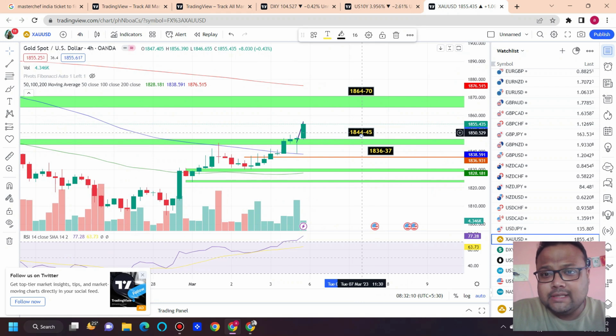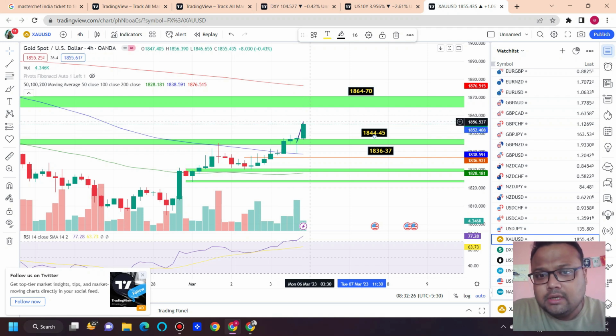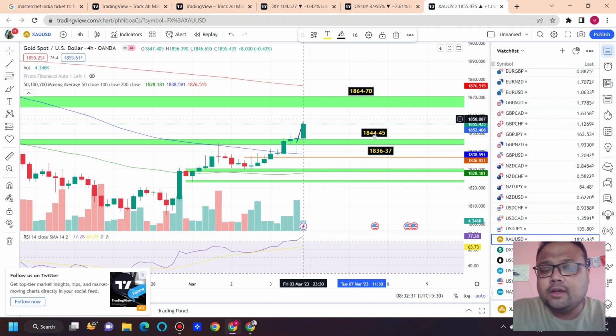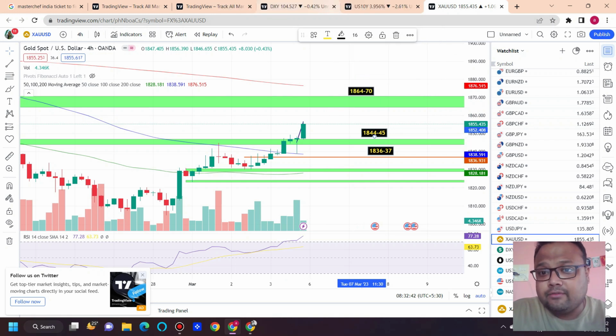Why? Because this was the resistance previously, and the same resistance will now be acting as the support for the market. If you look at the chart of gold here, then you can see the market has already moved up considerably. And if you are planning to take a buy position, then you can see that there is no proper support here. So your risk to reward ratio will not be much in your favor, because you'll be taking a buy position in the middle of the chart. So taking a buy position at retracement is the best trading strategy that you can follow.